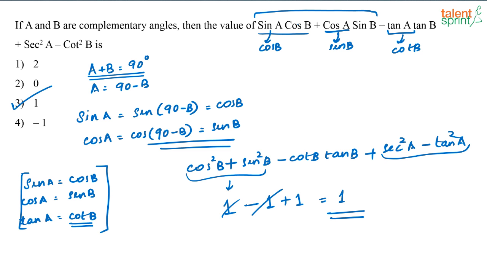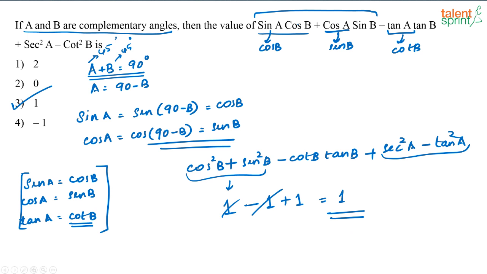This is one way to solve the question. If you feel this is very lengthy, and you get confused with all these identities and make some mistake when you write, there is another very easy way to solve this question. What have they given here? A and B are complementary angles, meaning the sum of the angles is equal to 90 degrees. The easy way is to put A as 45 and B as 45, so 45 plus 45 is equal to 90. Just put in this value for A and B in the expression, sin 45 into cos 45 plus cos 45 into sin 45 and so on. You will get the answer as 1.